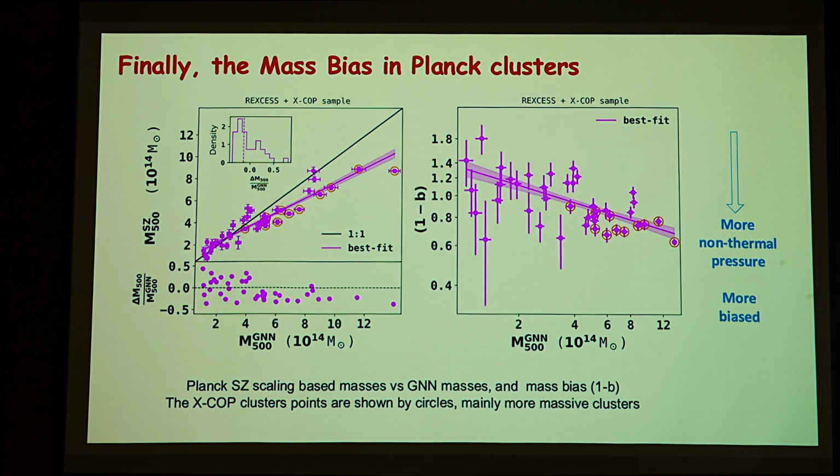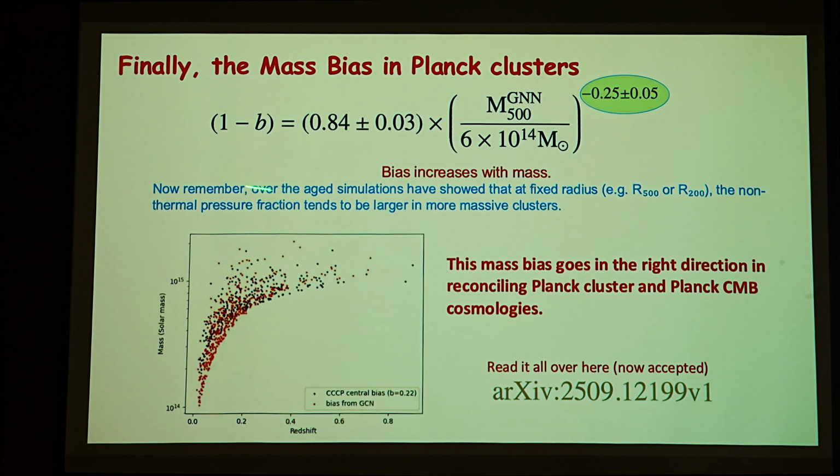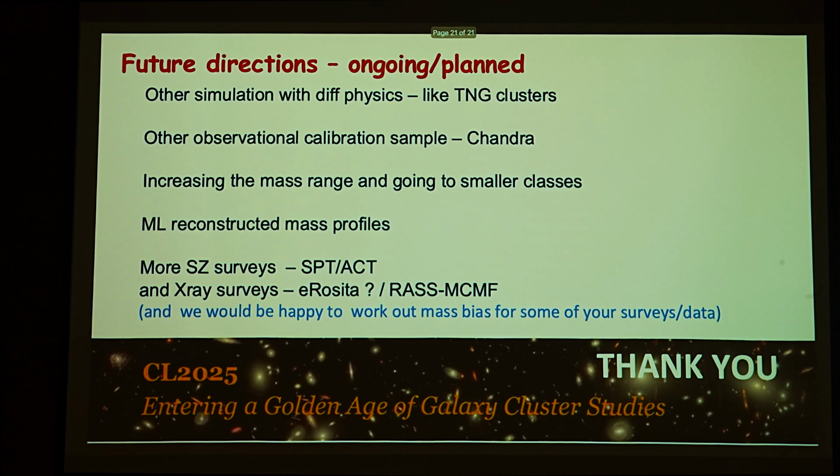So this is the machine learning trained on the simulations, and we get this mass bias like this. There's this beautiful trend: with higher masses, as you can see, more non-thermal pressure, more biased. So this is the result over here, and it is different from what we got before. I think this is the correct trend. We are getting larger masses over here, so those are the right direction in reconciling Planck cluster cosmology with the Planck theory. A lot of details are in this paper, if you want to read through it. So I'll stop over here. There are a lot of things that we can do, and we are doing a few of these things. I'm happy to take questions. Thank you so much.